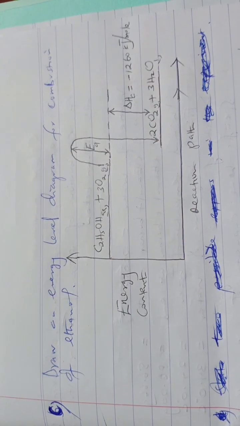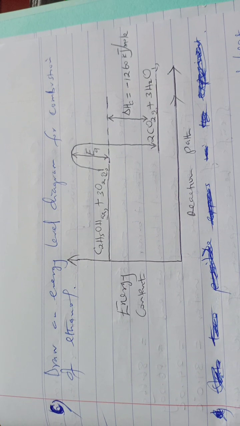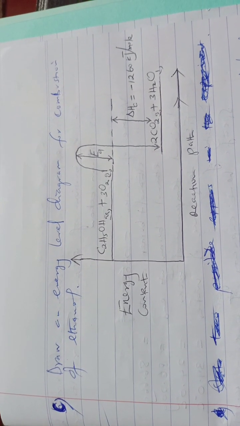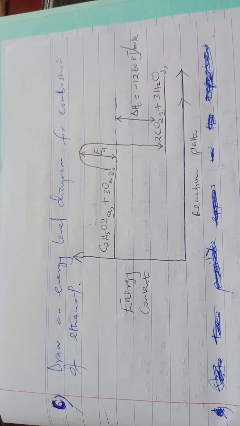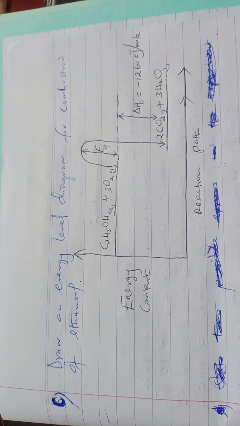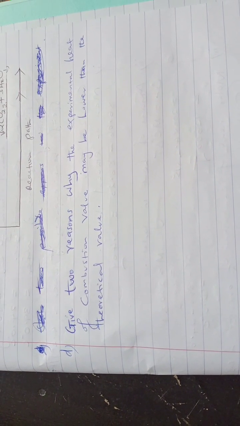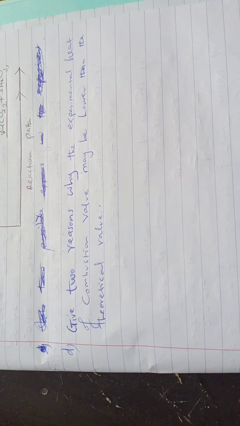I hope you can see clearly. So this is how you will draw it. It is good you show activation energy, and then you show the molar heat of combustion for this reaction, like that. And then we now come to the last part of this question, which says that you give 2 reasons why the experimental heat of combustion value may be lower than the theoretical value.